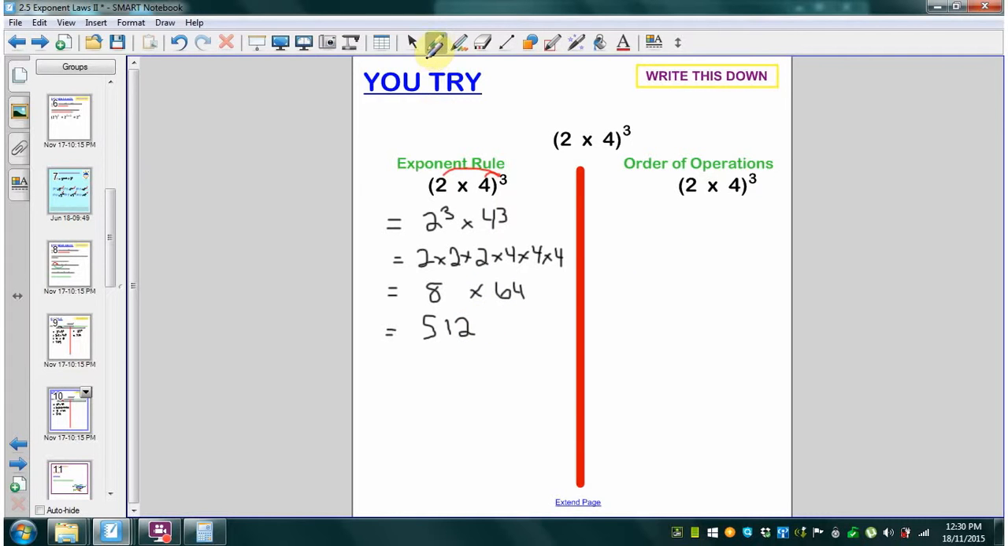Okay, so if you got that right, put a little check mark on your workings. If not, ask for some help. Or look over your answer and see if you made any silly mistakes.